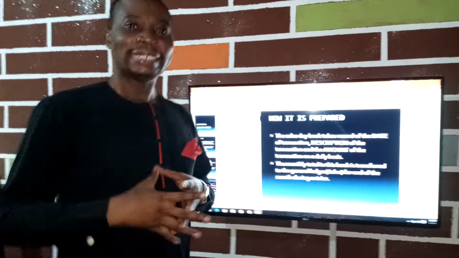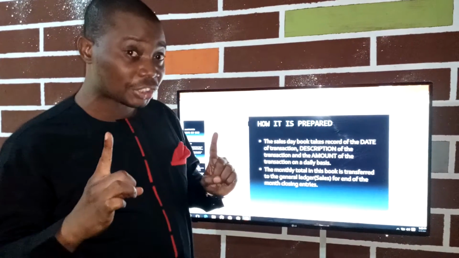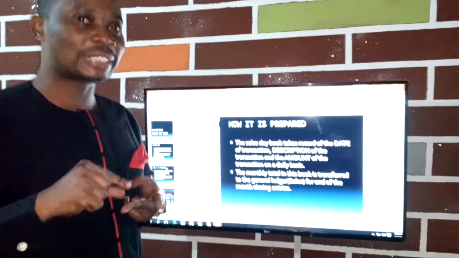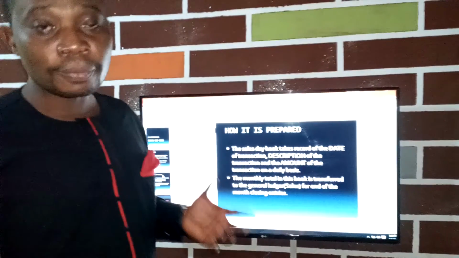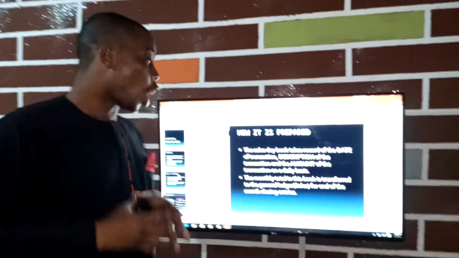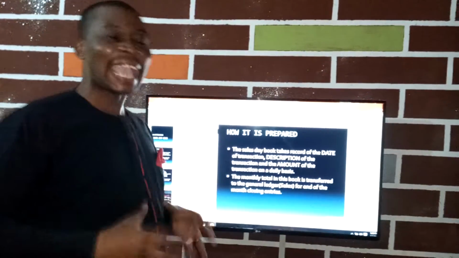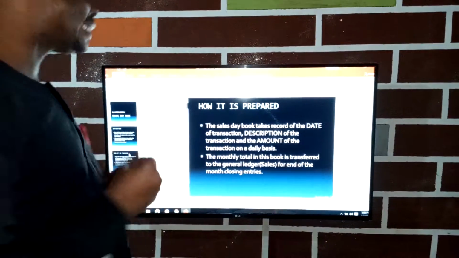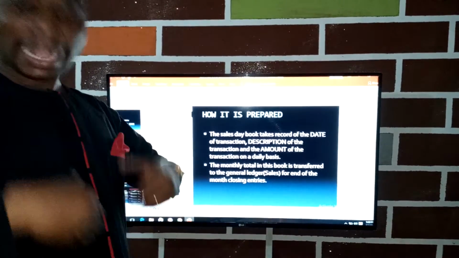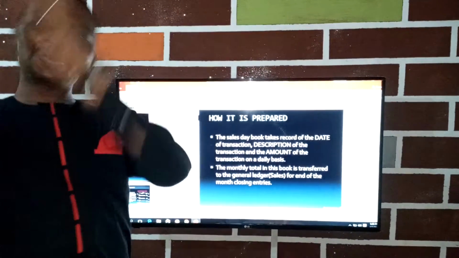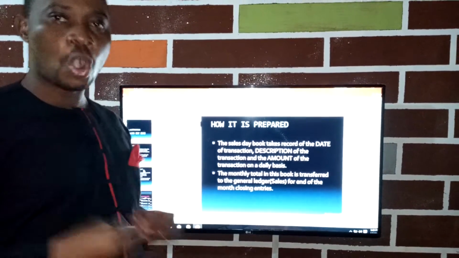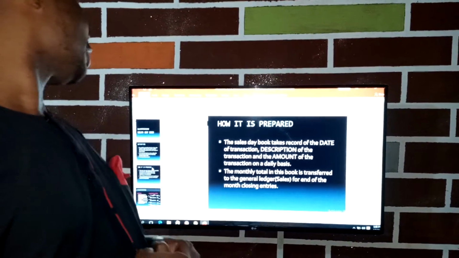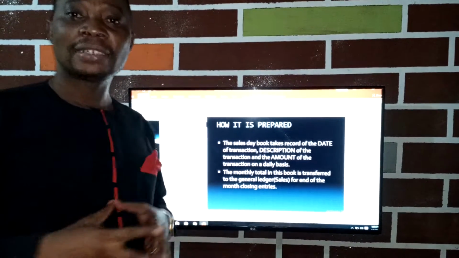So typically, the sales day book records on daily basis the dates that the goods were sold on credit, the description of the goods that were sold on credit, and the amount of the goods that was sold on credit. At the end of the month, the total goods sold is transferred to the general ledger sales account. As we move further, we'll go into another topic that explains ledgers. Then we will understand. But for now, let's know that this total at the end of the month is transferred to the general ledger.